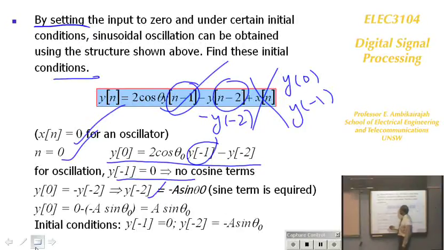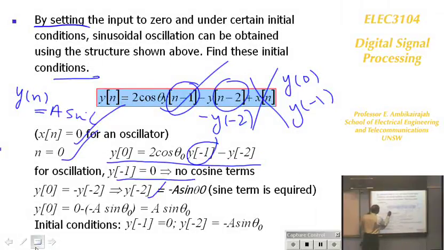And what is y minus 2? Well, y minus 2 is this. You go back into your equation. What is y minus 2? yn is equal to a sine (n plus 1) theta. That's what you have. So what is y minus 1? Y minus 1 is equal to a sine... y minus y minus 2 I want.